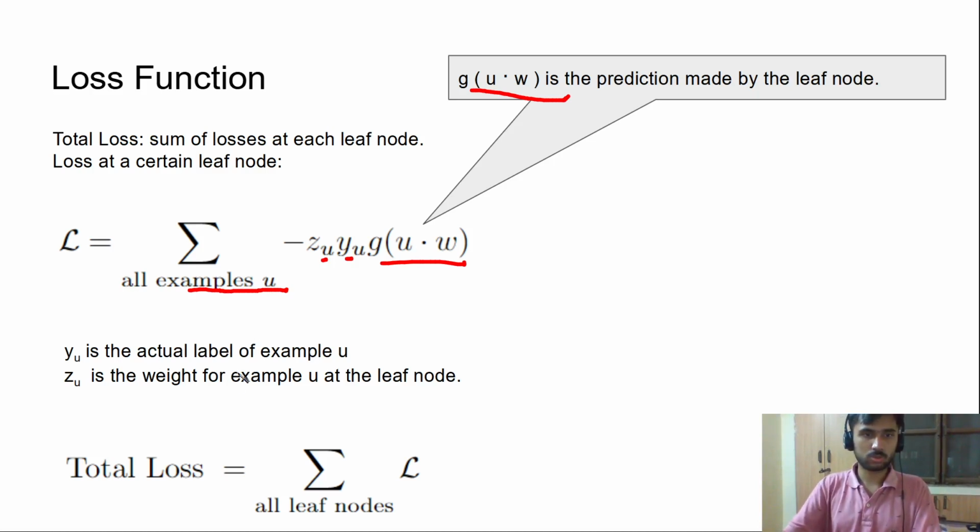This is the loss function at a certain leaf node. To get the total loss of the entire tree, we sum L over all the leaf nodes.